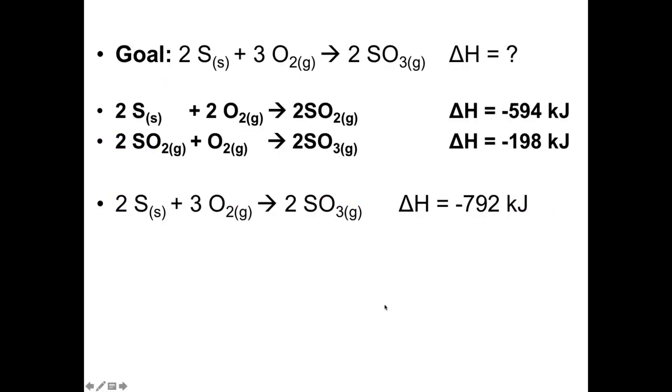And then on this one here, I just need to add it together. So when I add it together to get the delta H, you're going to cross off things that are similar. So 2 SO2s are similar. We have 2 oxygens and 1 oxygen to get us 3. So we're left with 2 sulfurs, 3 oxygens, and 2 SO3s. And then when we add a negative 594 plus a negative 198, we get a negative 792 kilojoules, which will then be our answer for that.